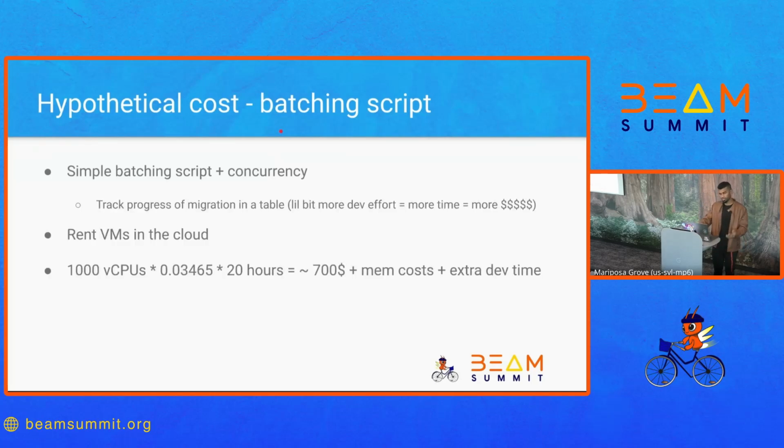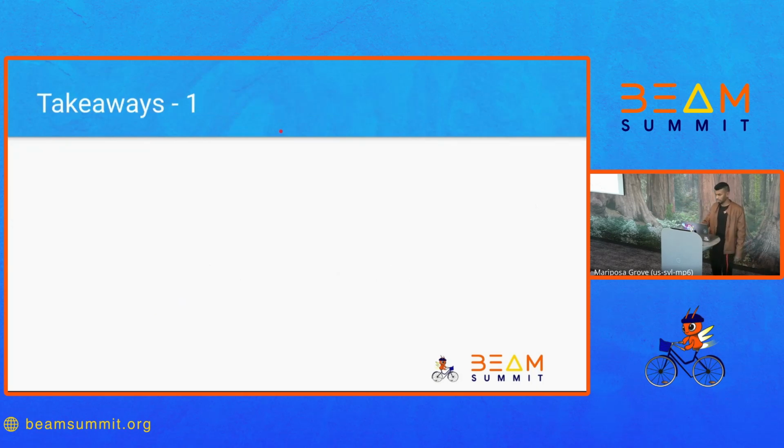And then you can rent VMs in the cloud. A general purpose VM you could rent is like 3 cents per vCPU per hour. Assuming you were able to do this batching and the batch job finishes in about 20 hours, it would have taken at least $700, plus memory cost, plus extra, because you need to take care of all the dev time yourself. But yeah, that's just an example. Probably it would have been cheaper this way, but I would take the other approach any day.